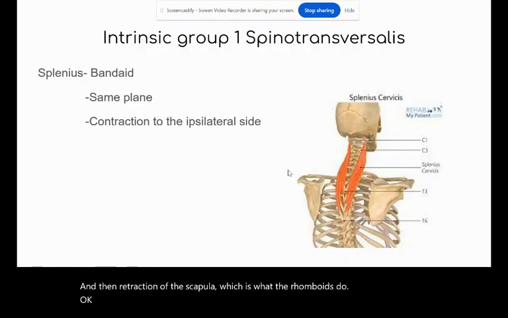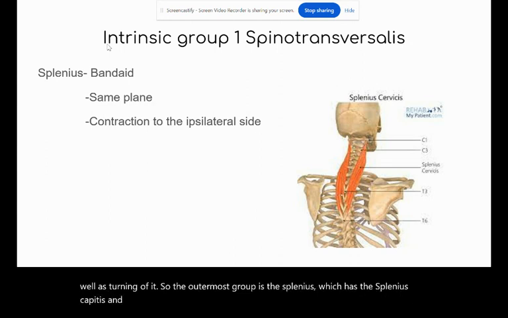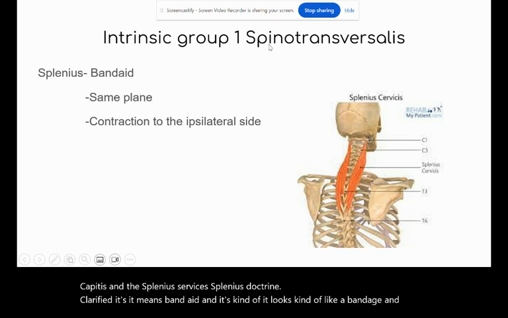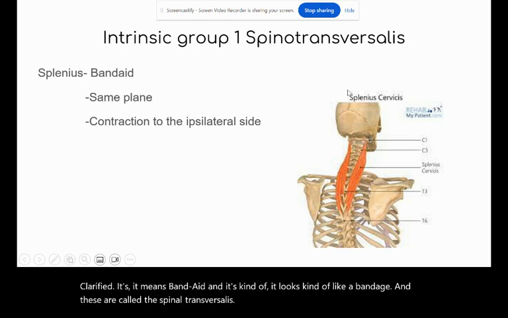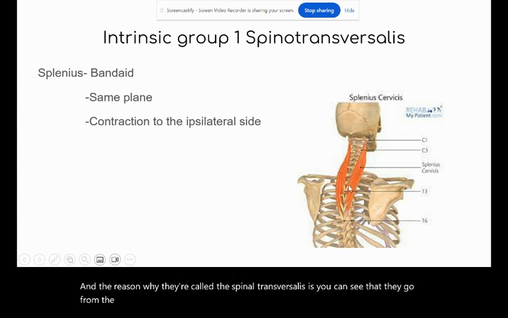Okay, moving on to the second group. Now we're going into the true, quote-unquote, back muscles, and all of these are going to be dealing with the movement of the spine as well as turning of it. So the outermost group is the splenius, which has the splenius capitis and the splenius cervicis. Splenius, Dr. Hinojosa clarified, means bandage, and it looks kind of like a bandage. And these are called the spinotransversalis. The reason is you can see that they go from the spinous processes over here to the transverse processes higher up.